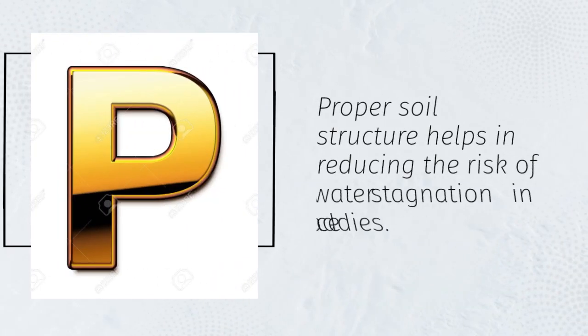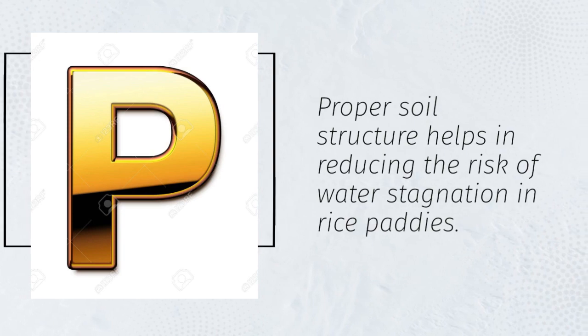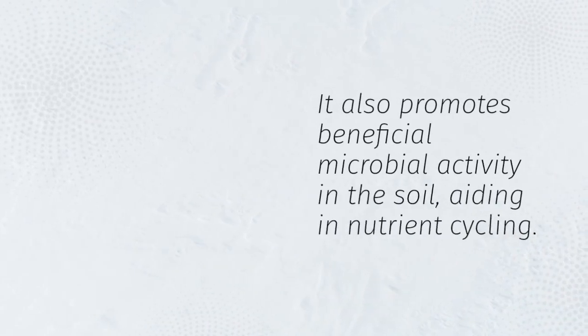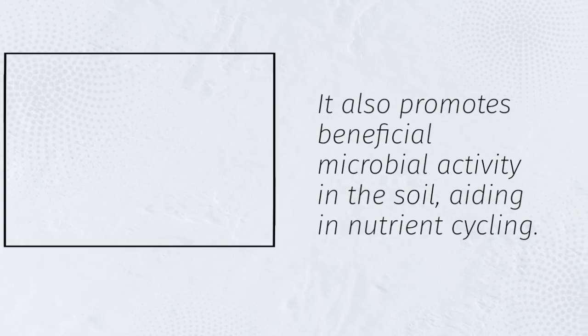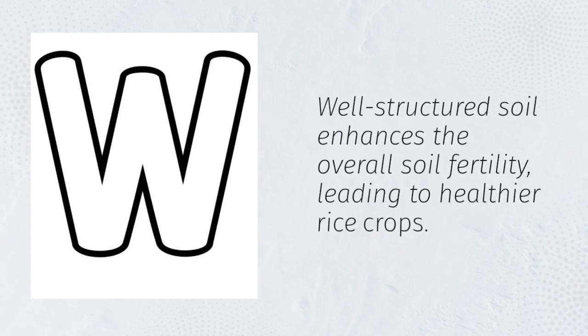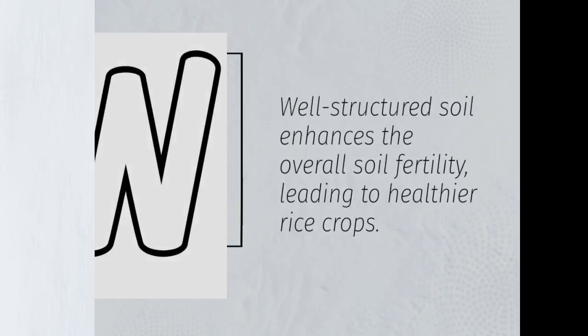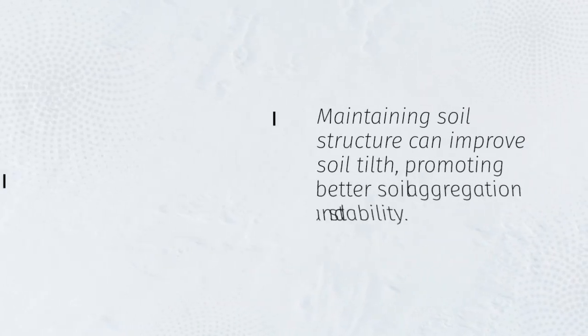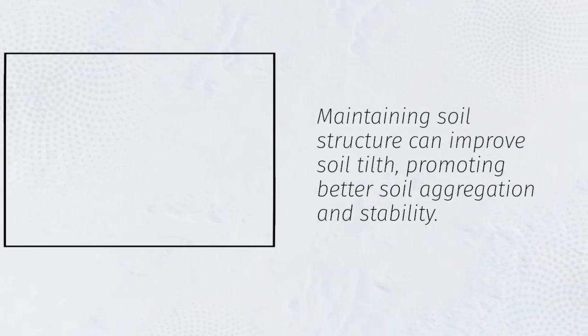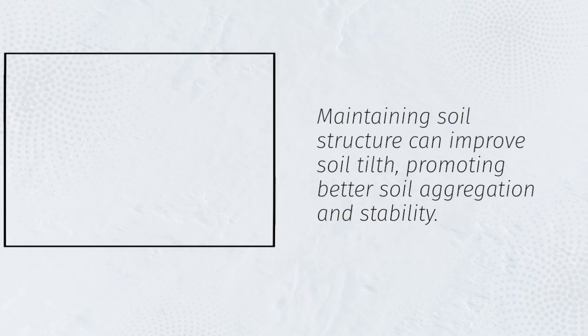Proper soil structure helps in reducing the risk of water stagnation in rice paddies. It also promotes beneficial microbial activity in the soil, aiding in nutrient cycling. Well-structured soil enhances the overall soil fertility, leading to healthier rice crops. Maintaining soil structure can improve soil tilth, promoting better soil aggregation and stability.